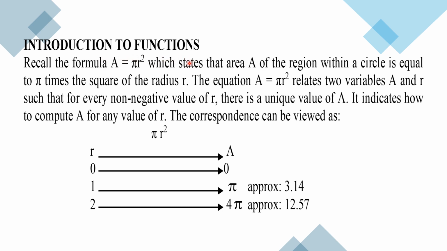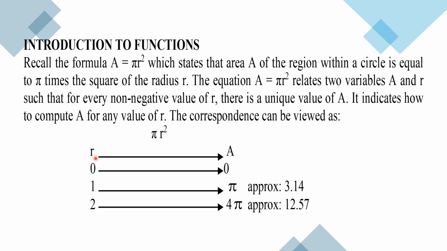Introduction of functions. If we observe A is equal to pi r square, it states that the area A of the region within a circle is equal to pi times the square of the radius r. This equation relates two variables, A and r, such that for every non-negative value of r there is a unique value of A. It indicates how to compute A for any value of r.